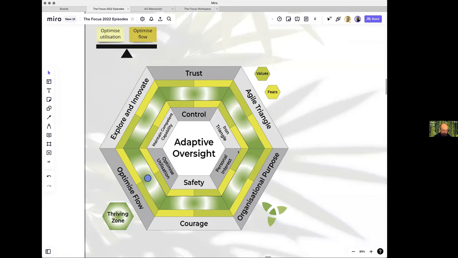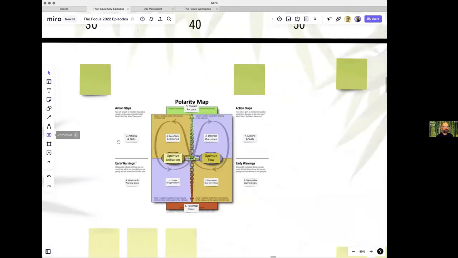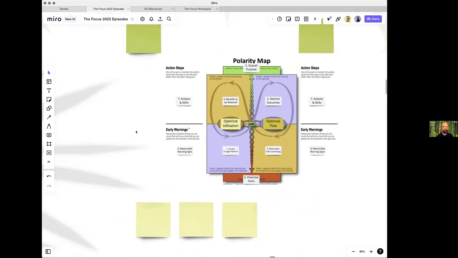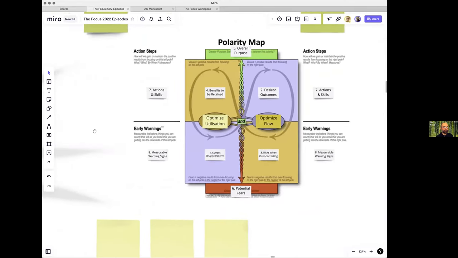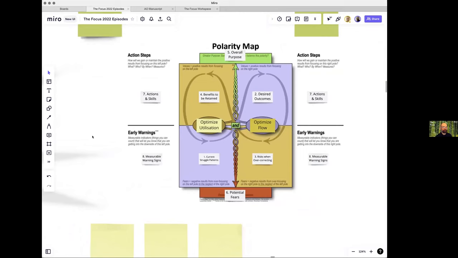Now, if you scroll over to the polarity map, just to tell you what we're going to be walking through: first of all, we are going to discuss why we think this is an important polarity to balance. Then, after that, we are going to go into understanding a little bit more about the current struggle pattern. So that's the bottom left of the polarity map. We will then look at going up to the top right there as to what are the desired outcomes for balancing this polarity.